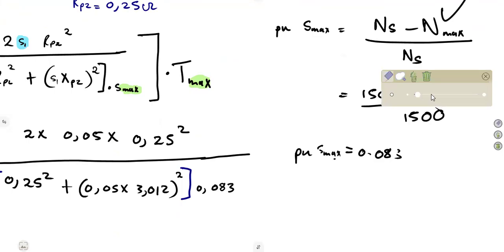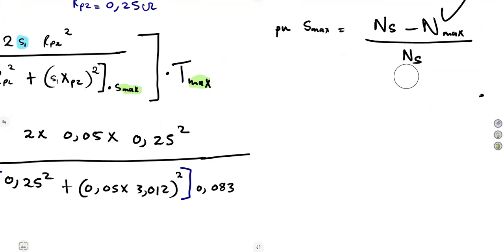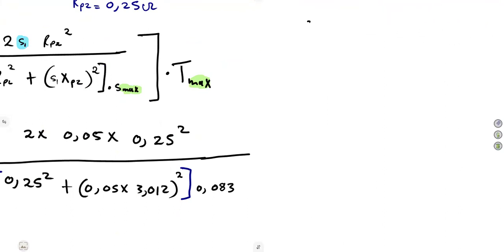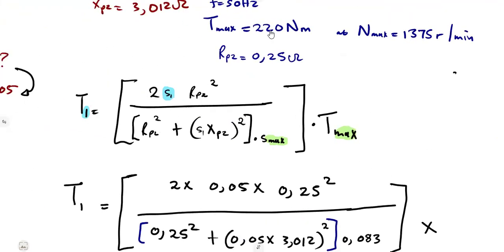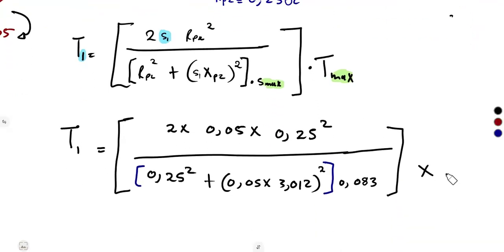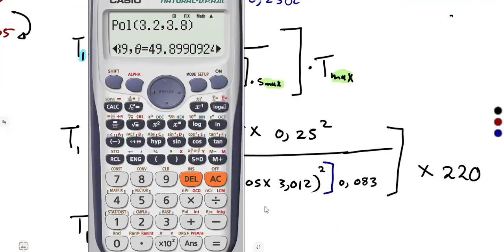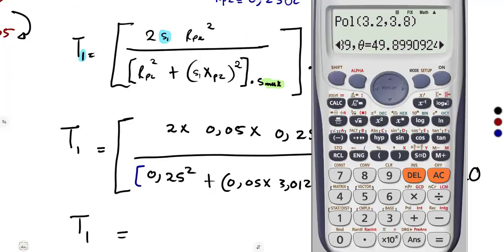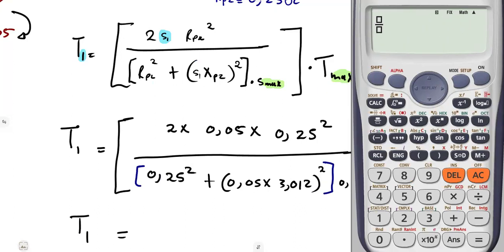Just like that, we're going to multiply this whole part by the maximum torque, the one that we are given. What is our maximum torque? 220. So that is 220. You simplify this, and our answer is in Newton meters. You can even do this on your calculators. You can simplify this on its own, then multiply by 220. It's only that my calculator is fixed to 3 decimal places, so whatever I get will be 3 decimal places.